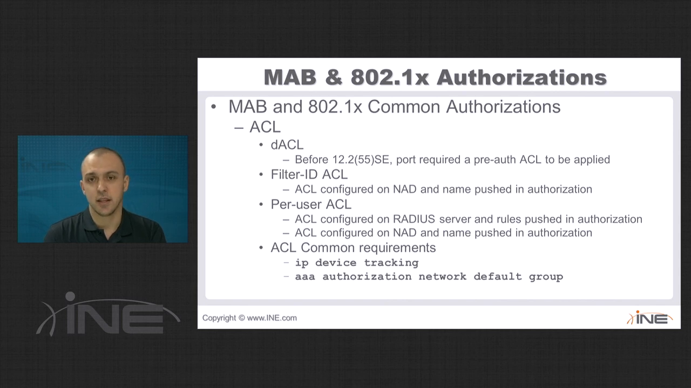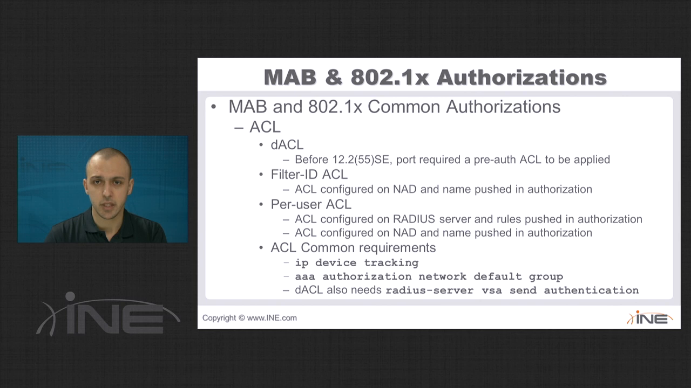And as we've seen, for example, in the authentication proxy configuration, in order for the DACL to be applied, we need to have the RADIUS server VSA send authentication configured. Let's go to the configuration part, and we're going to repeat whatever we spoke about so far, mainly the commands, and we'll get a better understanding of why you would need each command.